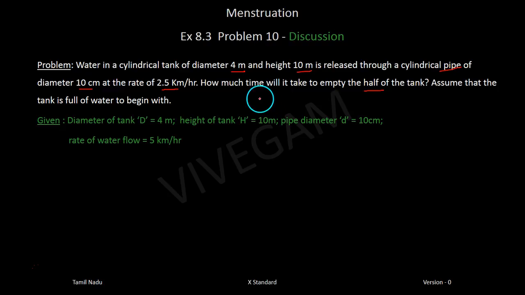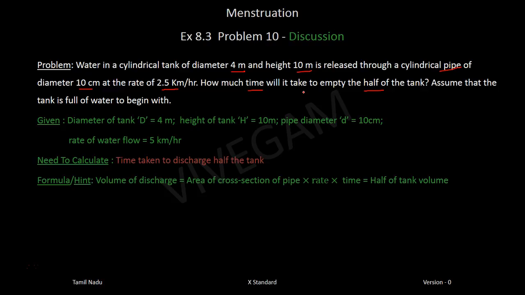Now what are we asked? How much time will it take to empty half of the tank? How much time to discharge half the tank? This is what we are asked to calculate. Now let's think it through. Whatever is half the tank is going to be discharged, and that will be the water flowing out. So now let's write the formula.